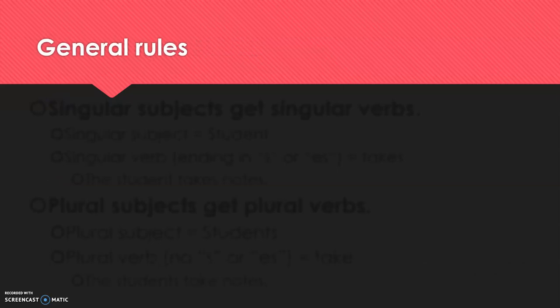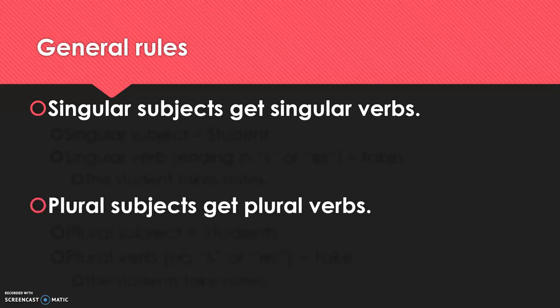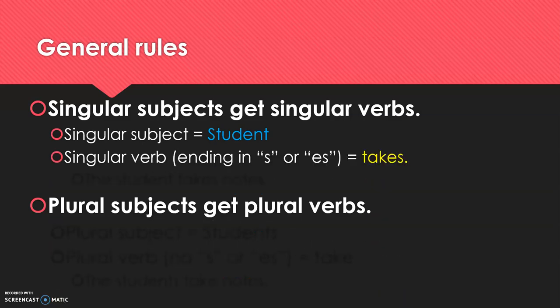So let's look at some general rules here for subject-verb agreement. Singular subjects get singular verbs, and plural subjects get plural verbs. Well, that's very simplistic. Let's look a little bit more in depth here. Let's use a sample subject, student. Student is singular, so student would get a singular verb. And when it's an action verb, singular, think S for singular, ends in S or ES, which would bring us to our verb takes. The student takes notes.